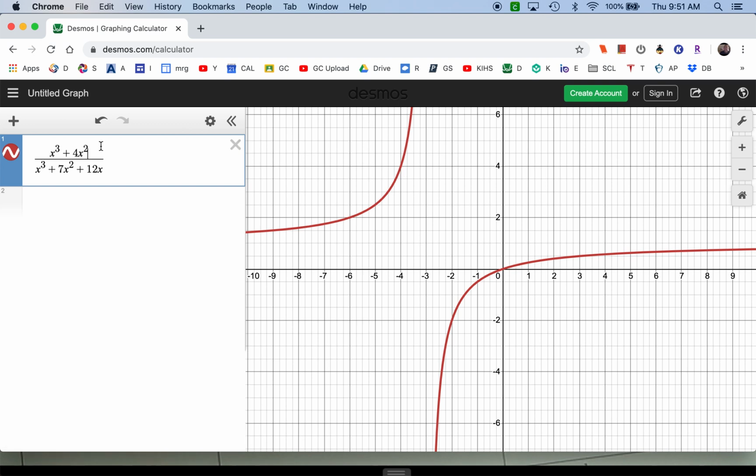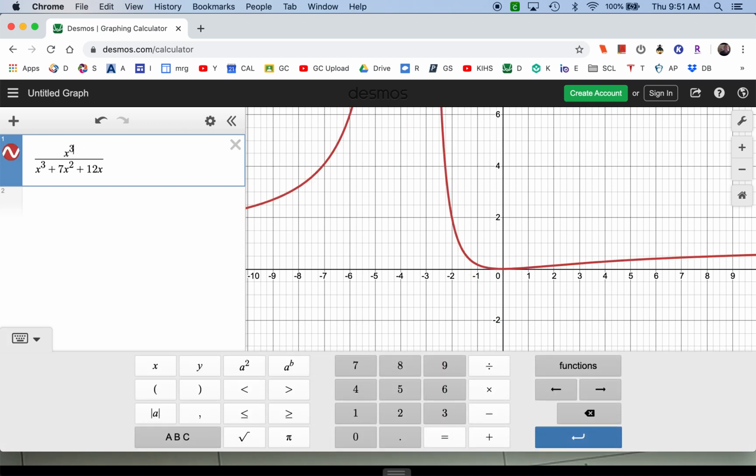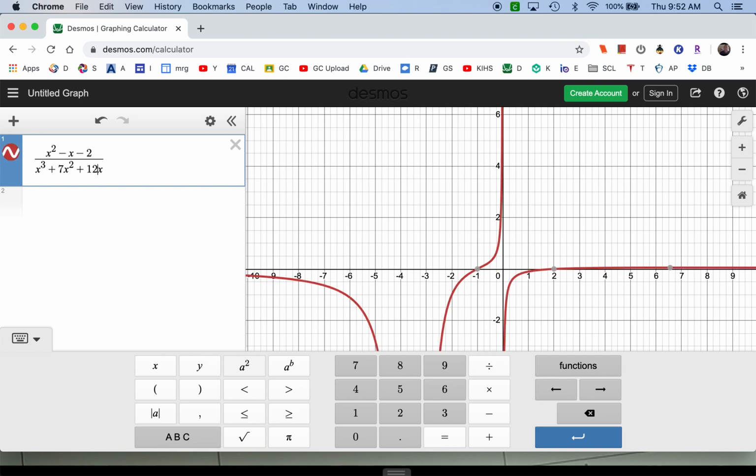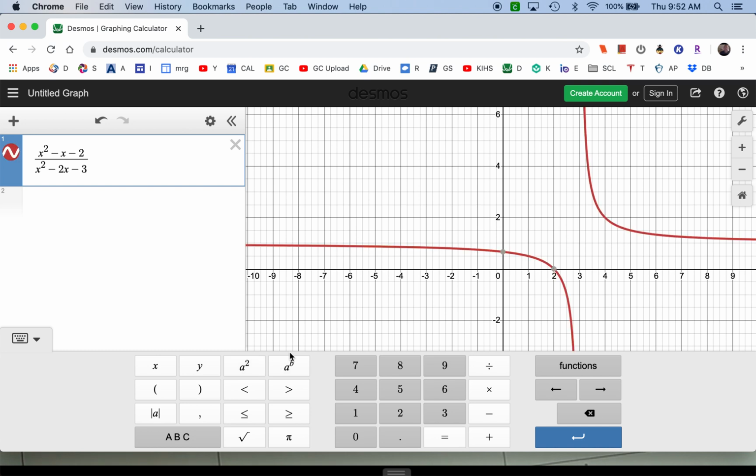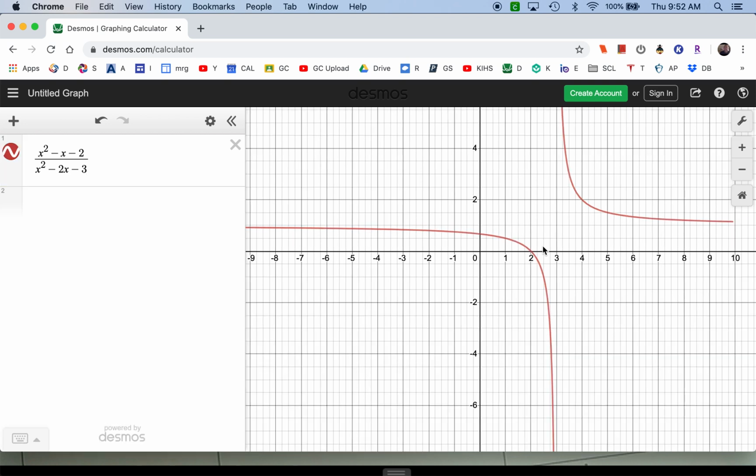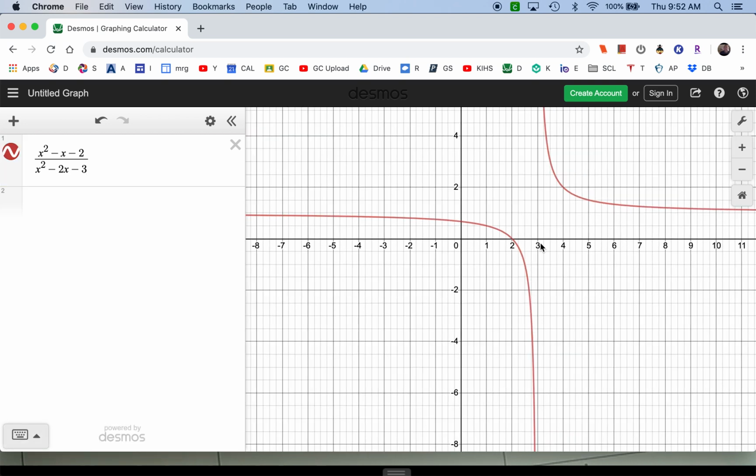All right, next one. X squared subtract x subtract 2. In the denominator, x squared subtract 2x subtract 3. And what's happening at 3 at that time? So do you see at 3 we have an asymptote? It says it doesn't have a plus or minus sign on the limit. So on one side it goes up forever, and on the other side it goes down forever.